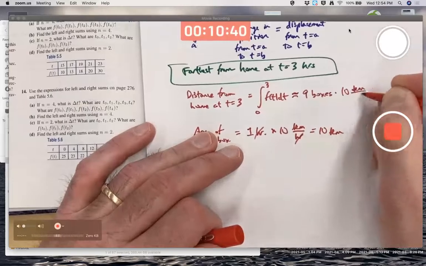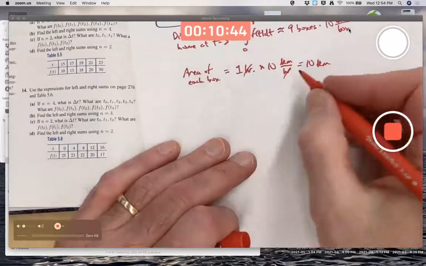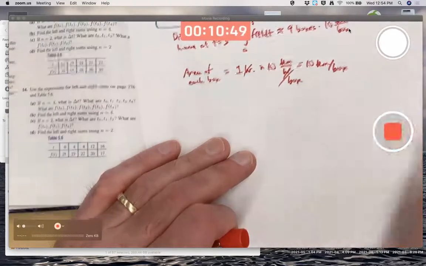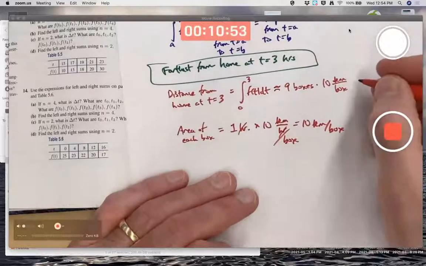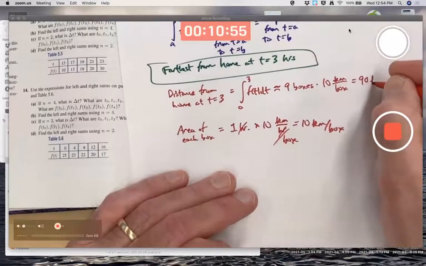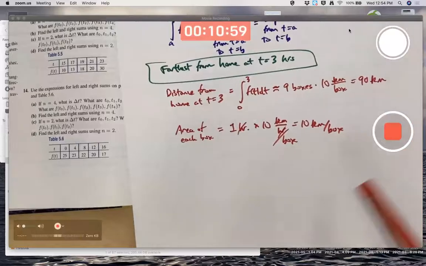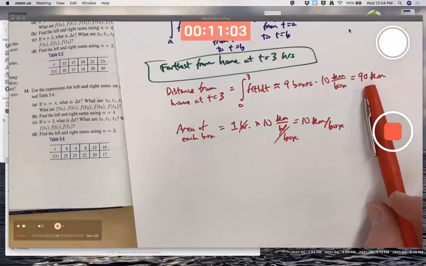I'm going to go ahead and put per box here, even though I didn't put it down there. I guess I could have done this per box in those spots as well. So this gives 90 kilometers. At time 3 hours, you're about 90 kilometers from home, and that's as far as you get. Does that make sense?